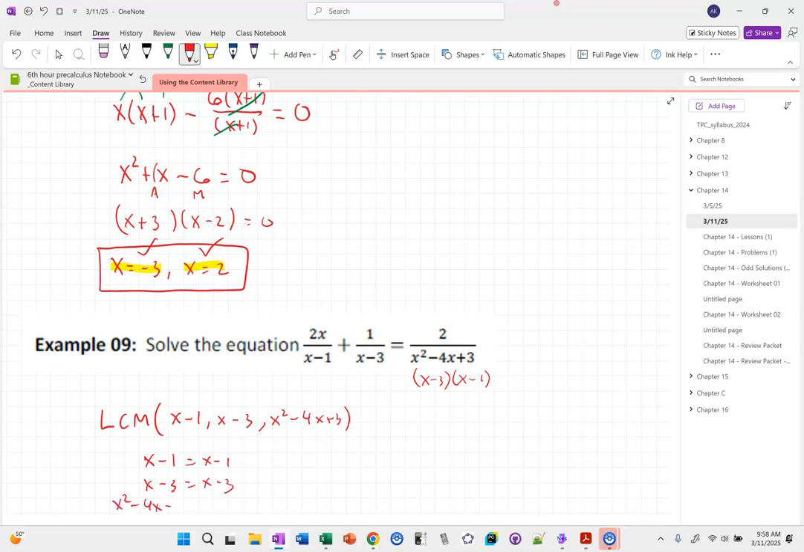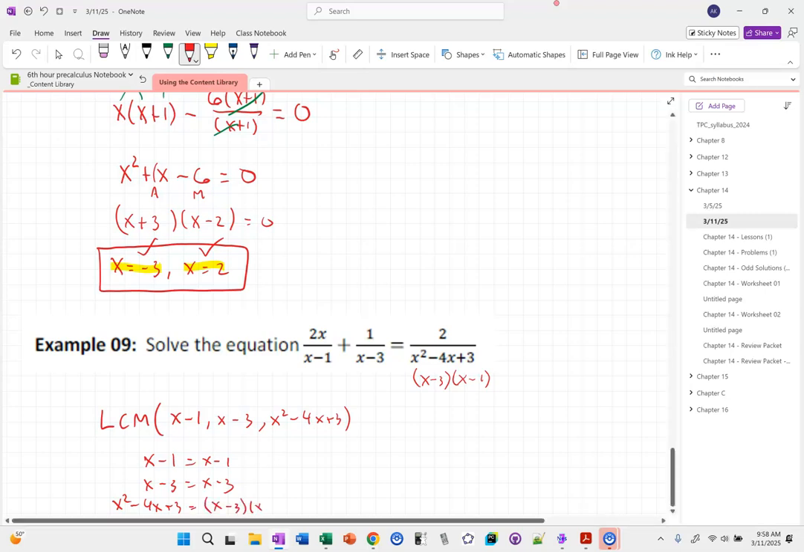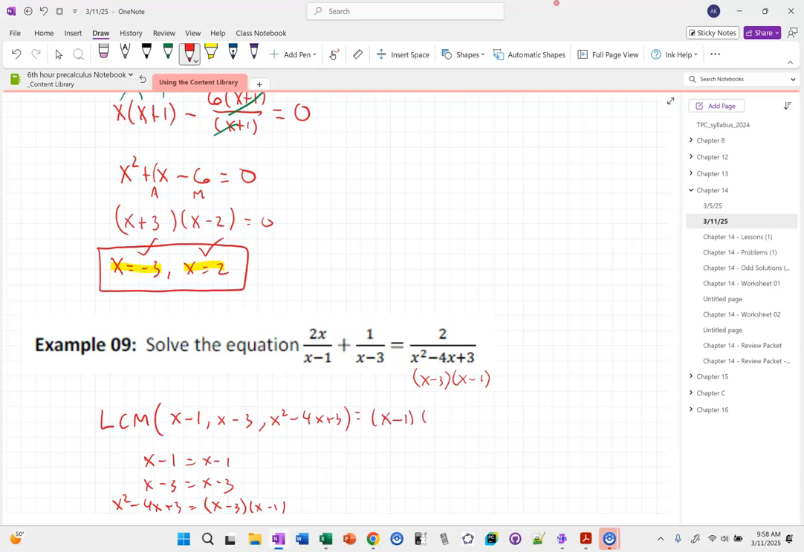X squared minus 4x plus 3, well, the factoring of that is x minus 3 times x minus 1. So my least common multiple has a factor of x minus 3 in it, and a factor of x minus 1 in it. And the biggest power of x minus 1 is to the first. And the biggest power of x minus 3 is to the first. So that's my least common multiple there. Everybody feel okay with what I did there?